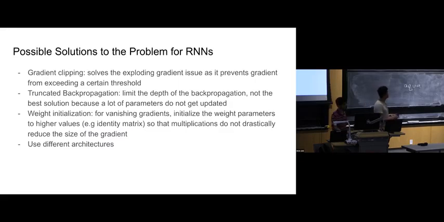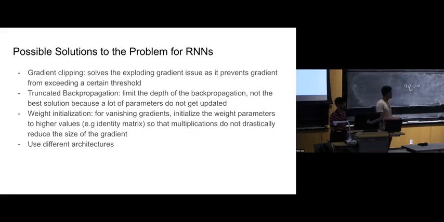So what are some possible solutions to that in our RNNs? One thing we can use is gradient clipping. This solves the exploding gradient issue as it prevents gradients from exceeding a certain threshold. You can also truncate backpropagation, so instead of multiplying by those small values for each and every hidden layer that comes before, we only do it for some of them. But then, of course, the issue with that is that a lot of the previous parameters do not get updated or get updated incorrectly, which is not what we want.